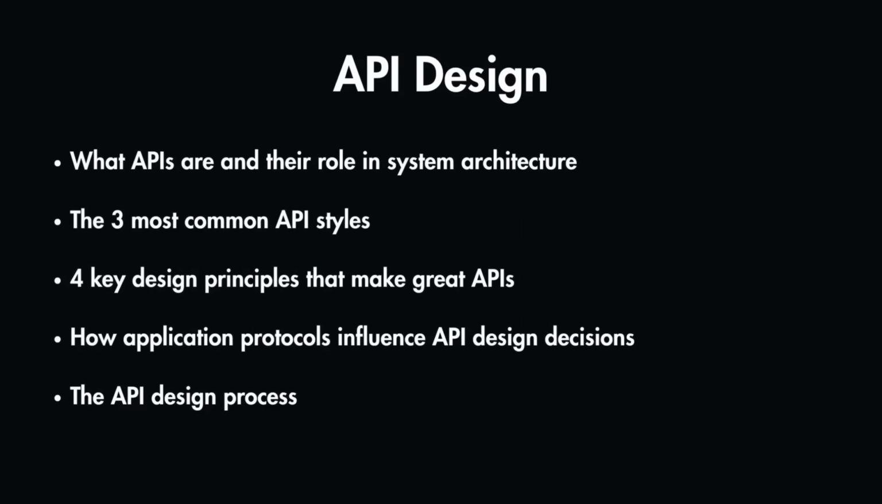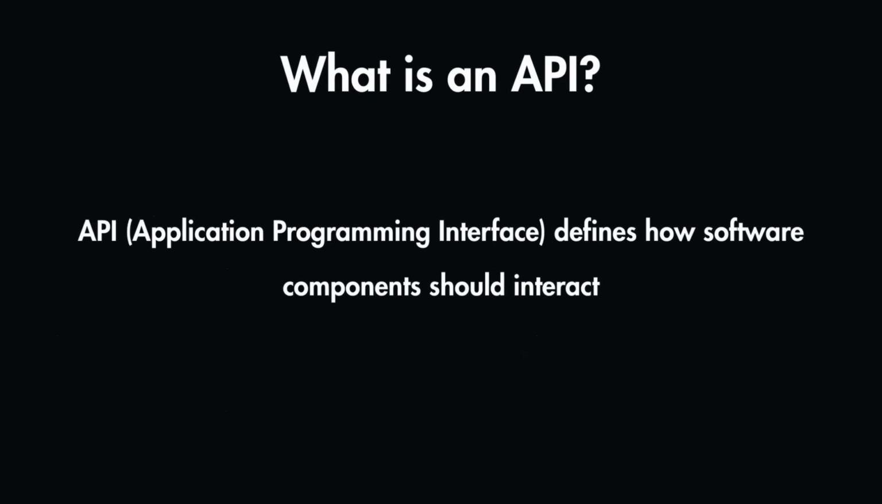We'll start from what APIs are and what their role is in system architecture. Then we'll cover the three most commonly used API styles, which are REST, GraphQL, and gRPC. We'll discuss the four essential design principles that make great APIs, and also how application protocols influence the API design decisions. We'll also cover the API design process, starting from the design phase to the development phase to deployment, so we'll see what that process looks like. So let's start by understanding what an API is.